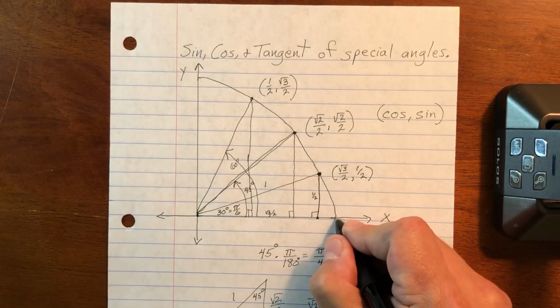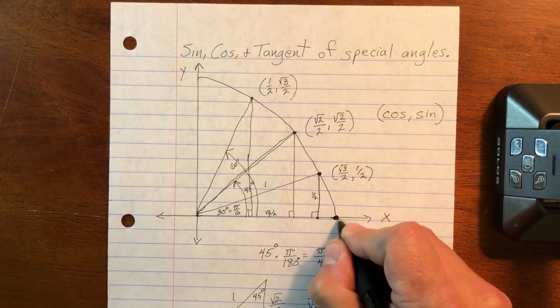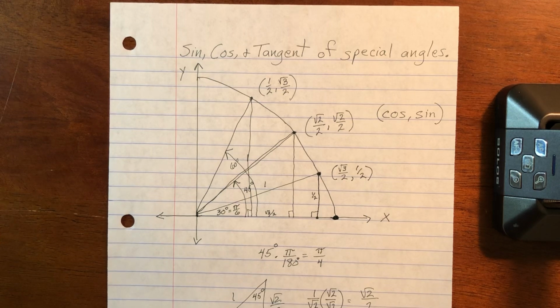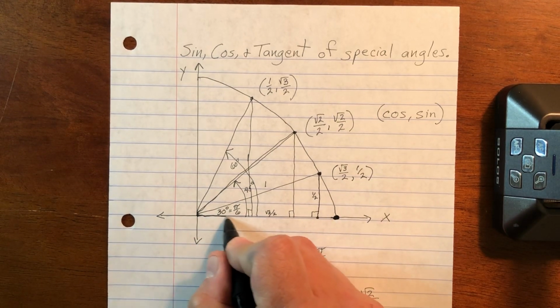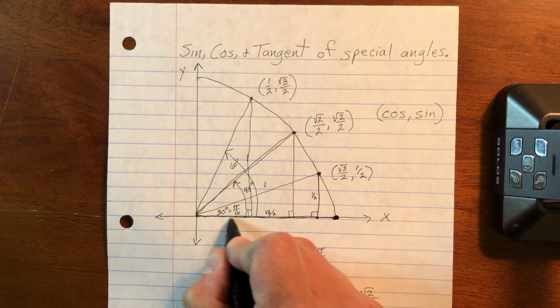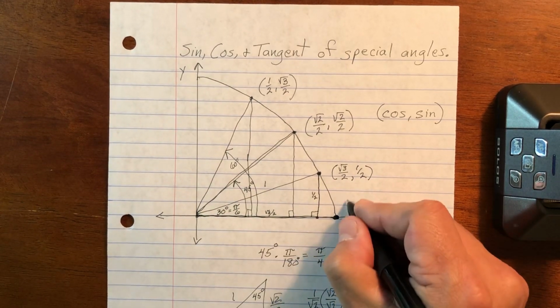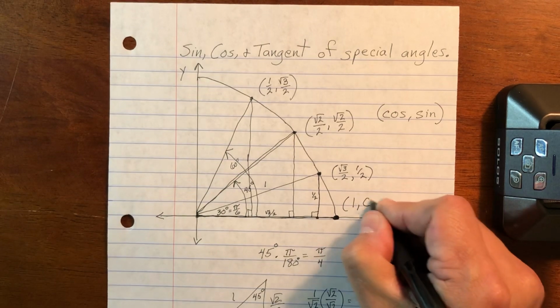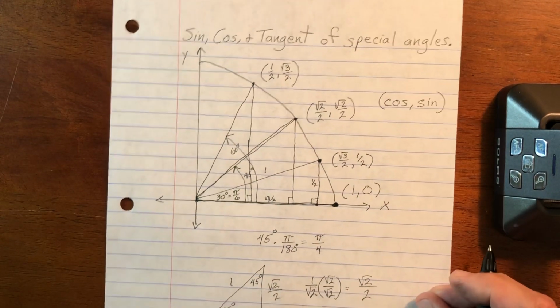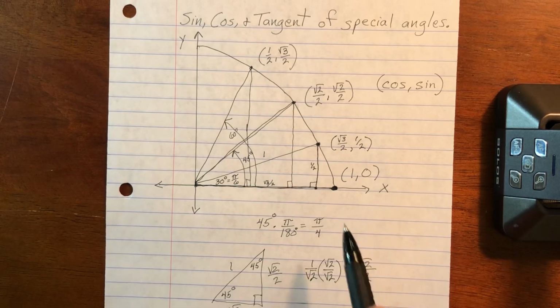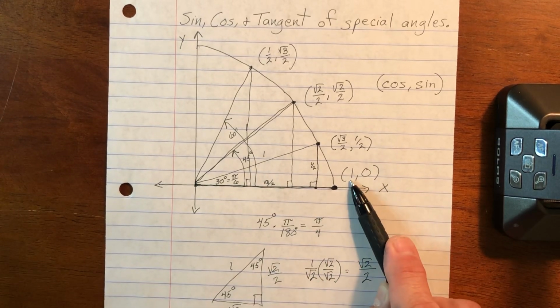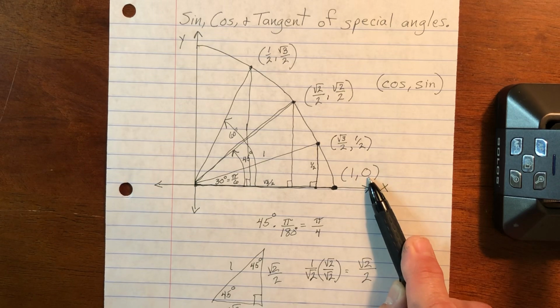So for instance, what about 0 degrees? Now that you understand how that works on a unit circle, what is the coordinate of this point right here? Well, I know this is a unit circle, so I know that that distance right there is 1. So this is the point 1, 0. So if I were to ask you, what is the cosine of 0 degrees? You would say 1. What is the sine of 0 degrees? It's 0.